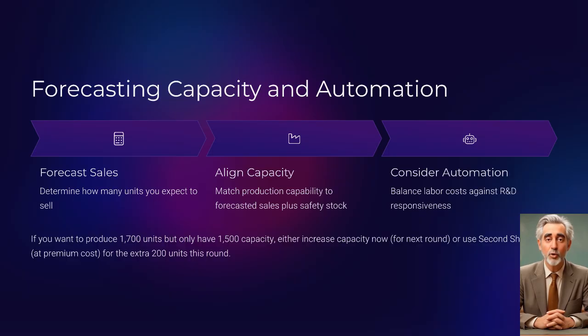You can either increase capacity now, noting that new capacity comes in next round, or use second shift labor for the extra 200 units this round. Also, remember, automation changes your labor cost per unit. Higher automation reduces labor costs but slows R&D responsiveness. In short, forecast first, then align capacity, then consider automation.